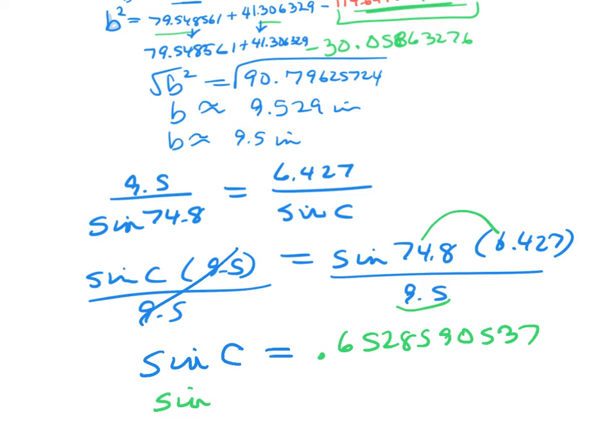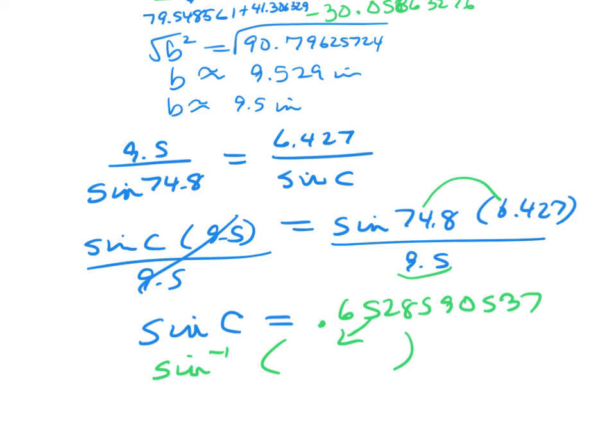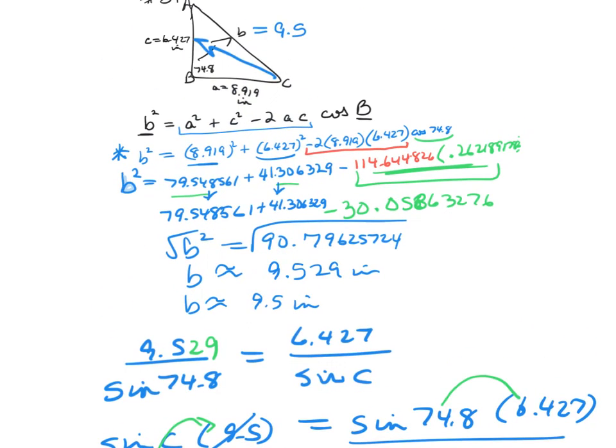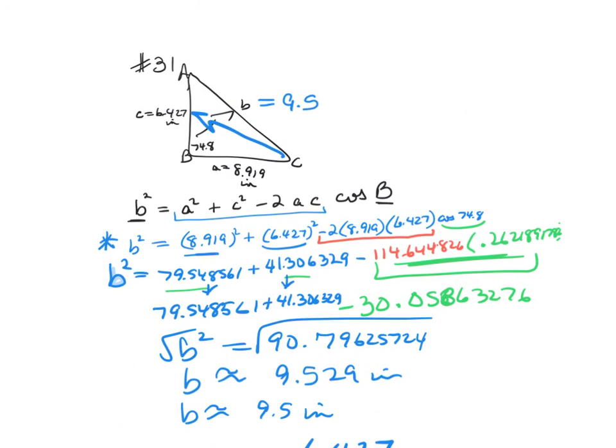0.6528590537. Again, I want an angle measure, so what I need to do is take this decimal and do the inverse. So second sine, second answer, and my angle C is equal to 40.8 degrees. They ended up getting 40.6 because they probably used more numbers up here instead of just 9.5. So again, because we rounded it, ours is off a little bit. So now, if I go back to my picture, angle C is 40.8.